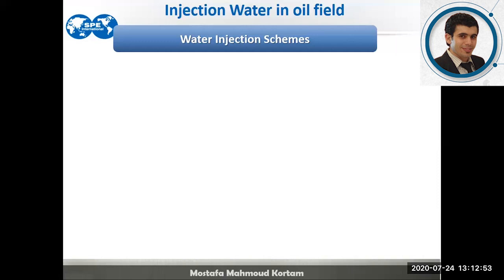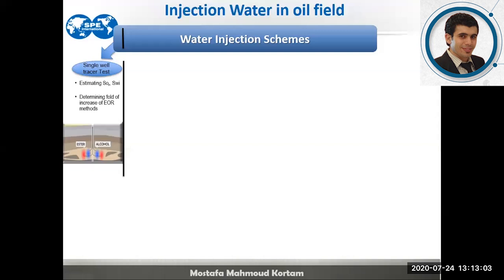these are the main water injection schemes that you would find in all of our oil and gas fields. Primarily, some injection of water is used for a single well tracer test, where we make a temporary injection of water accompanied with some organic material like alcohol and ester, injected into the formation and reproduced back again. Then, by analyzing the effluent and the concentration of alcohol and ester in the produced fluid, we would have some implication and figures about either the residual oil saturation or initial water saturation. This kind of application is pretty widely used for most EOR applications.